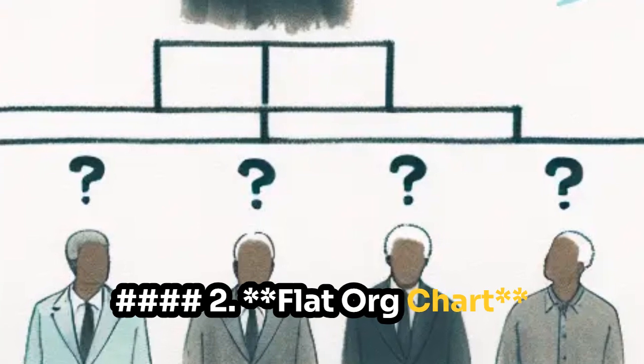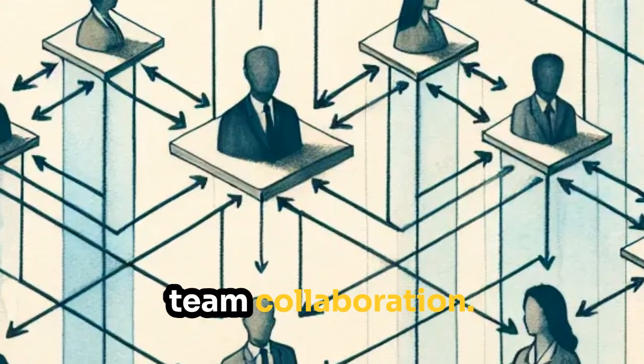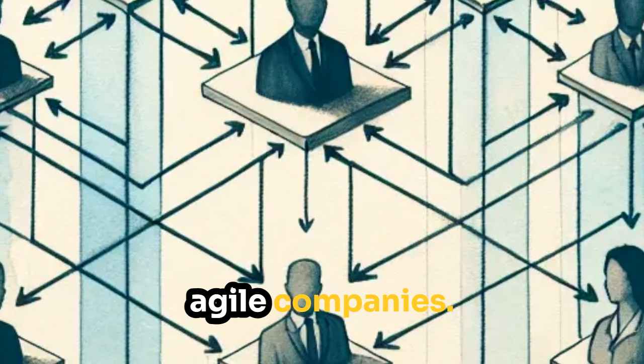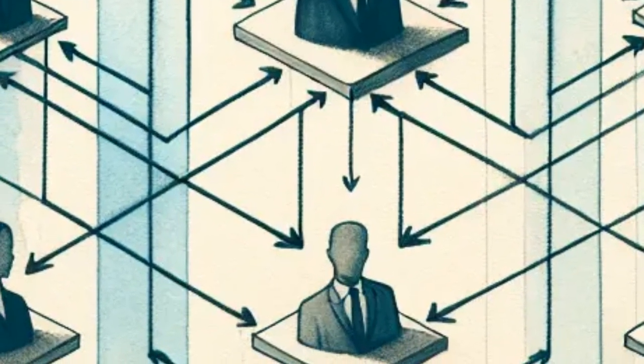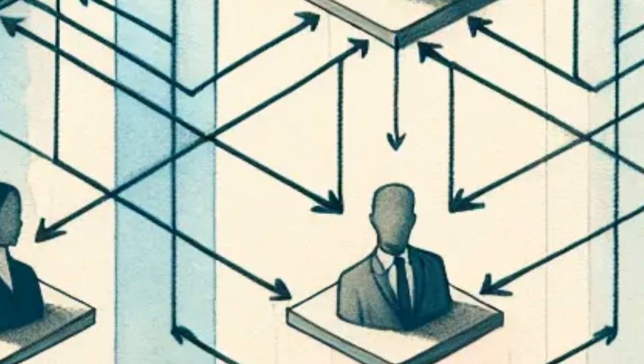2. Flat org chart. Shows minimal levels of management and emphasizes team collaboration. Best for startups and agile companies. Pros: encourages innovation, increases flexibility. Cons: can lead to role confusion and lack of clear authority.